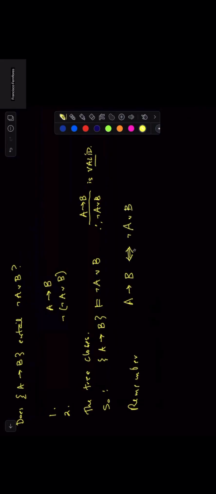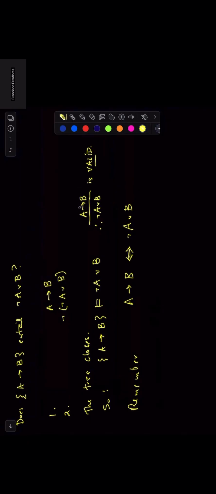So if we remember that they're logically equivalent, then we know that there's never going to be a case where A arrow B is true and neg A or B is false, because since they're logically equivalent, that means that they always have the same truth values. So there will never be a time when the premise is true and the conclusion is false. That is to say, the argument is not invalid, so it's valid. And we can reason the other way as well.